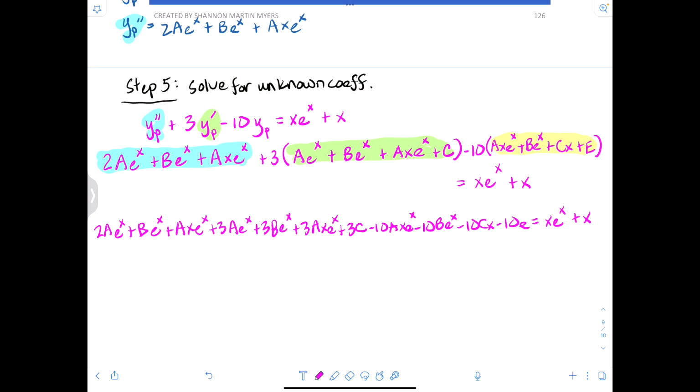So I have an ax e to the x. I have a 3ax e to the x. I can combine those as like terms. And I have a minus 10ax e to the x. So when I combine those, I believe I'll have negative 6ax e to the x.